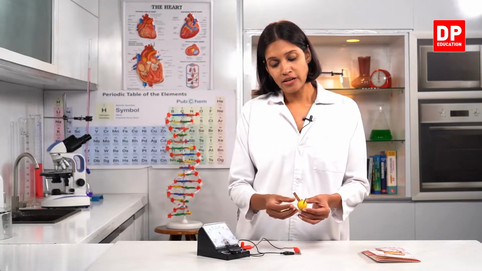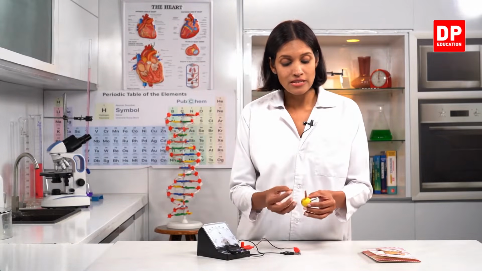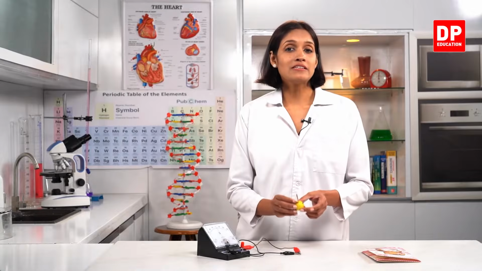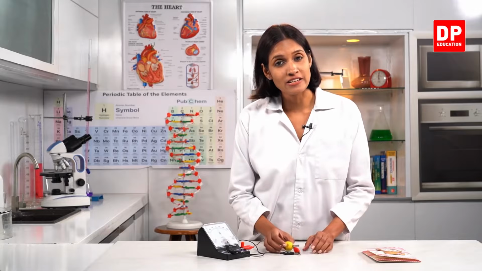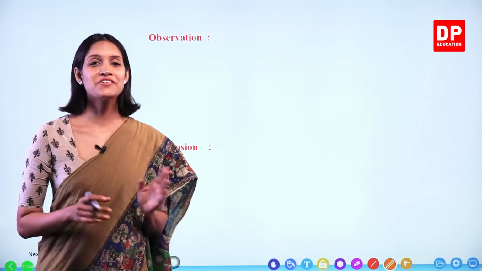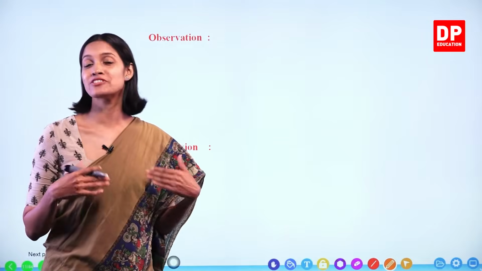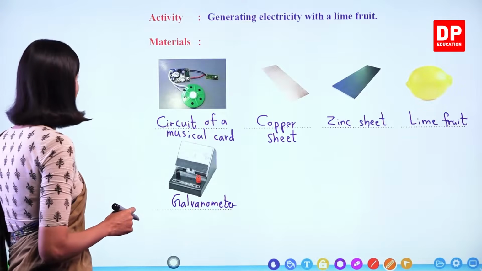So remember children, this lime fruit with these 2 metal sheets can generate electricity because these all are chemical substances. In the same way, electricity is generated in chemical cells or electrical cells, because inside the electrical cells there are different chemical substances and these chemical substances react with each other and electricity is generated. Right children? So you observed the experiment. I hope you remember what happened during the observations. So what are the observations?